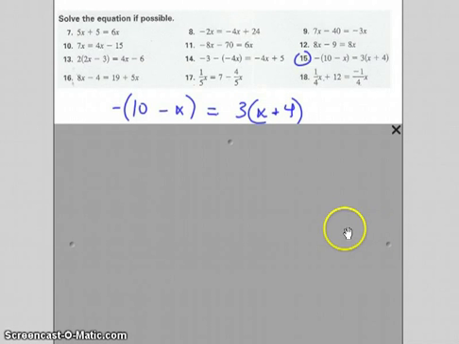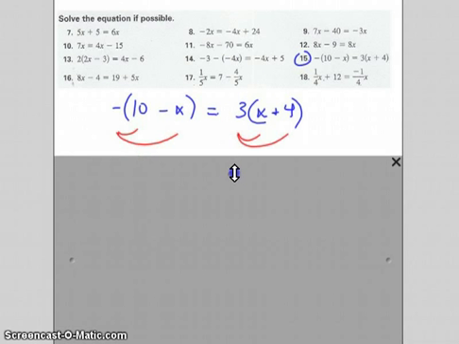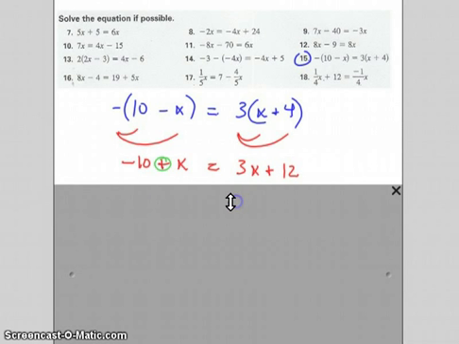This is another case of double distribution. I've got negative on the outside of these parens, and I've got 3 on the outside of those. So like before, I'm going to distribute them. So on the left, I'm going to have negative 10 plus x, and on the right, I'm going to have 3x plus 12.